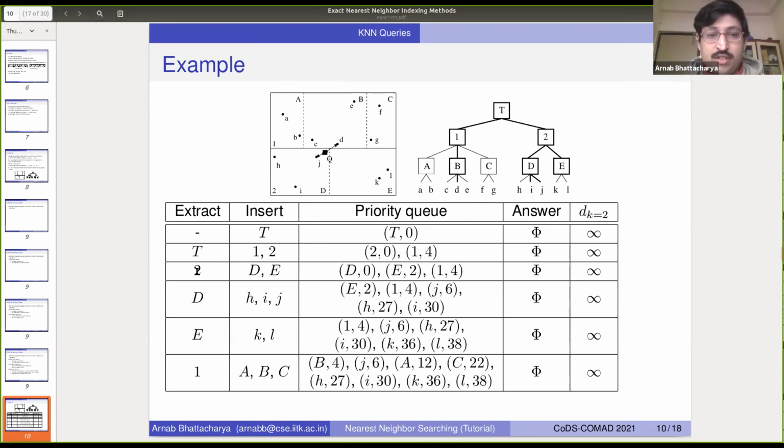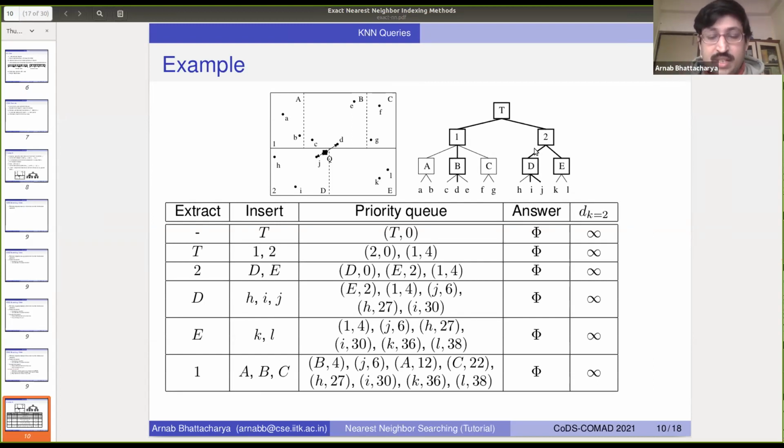So now I extract 2 and insert D and E. Then I extract D and then I insert H, I, J. And now you see it goes into this random fashion, right? And then I extract E and then put K and L. Then I extract 1. So you first extracted 2, then D, then E, then 1, right? So it is neither depth first nor breadth first. This is best first search.